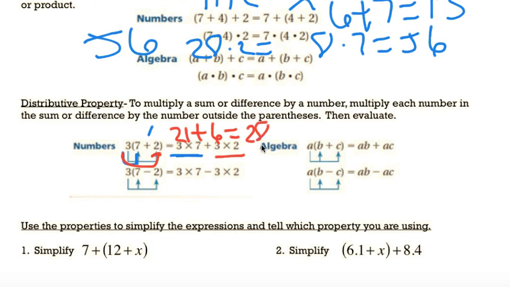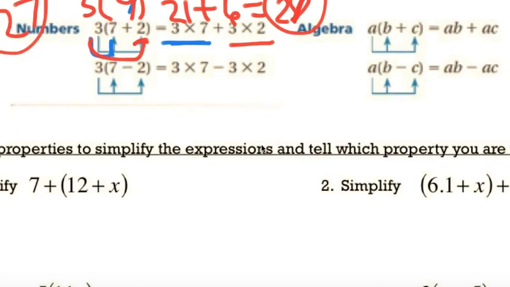Okay? So, if you did what the first number was, which was 7 plus 2, you got 9. Oops, sorry, not 28. It should have been 27. My bad. If you do 7 plus 2, you get 9, and then if you multiply it times that 3 on the outside, you also get 27. So they're both 27.